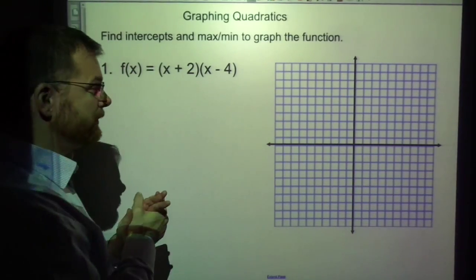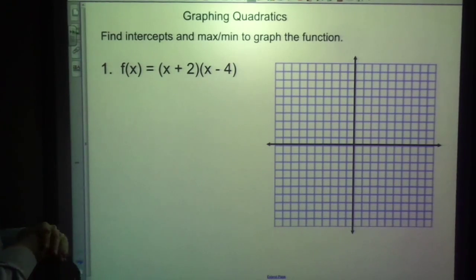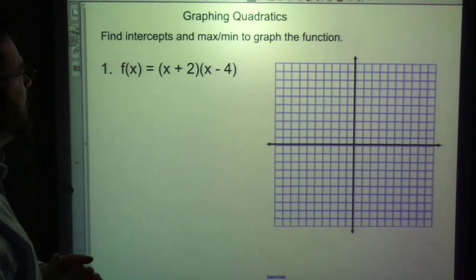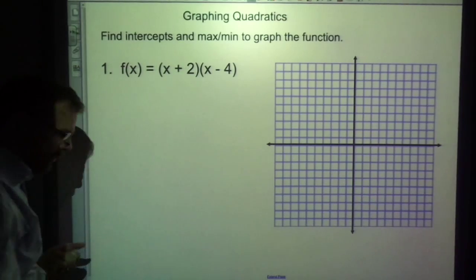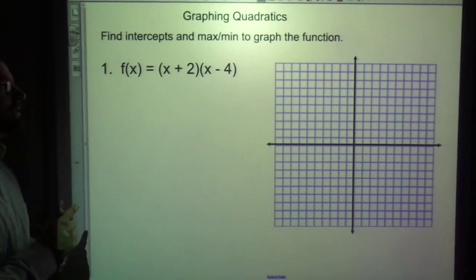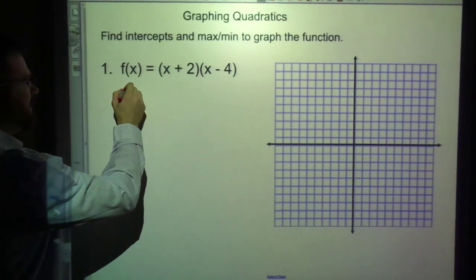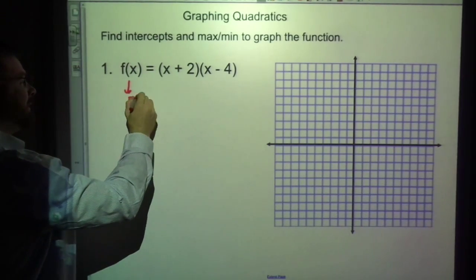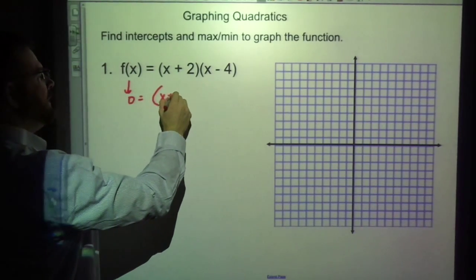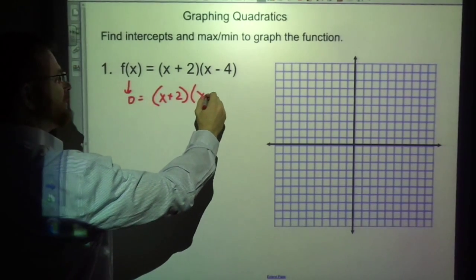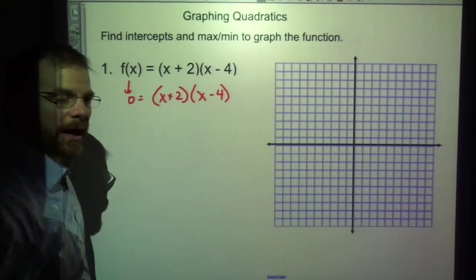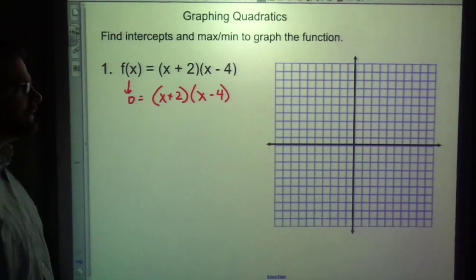to graph the function. So the first thing we want to think about are the x-intercepts. We want to make sure that we are setting the function equal to 0. We're going to say, let's let this be 0. And then think about what would be the values for x that would make the function equal to 0.